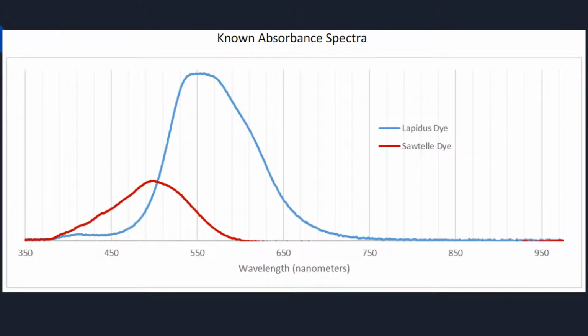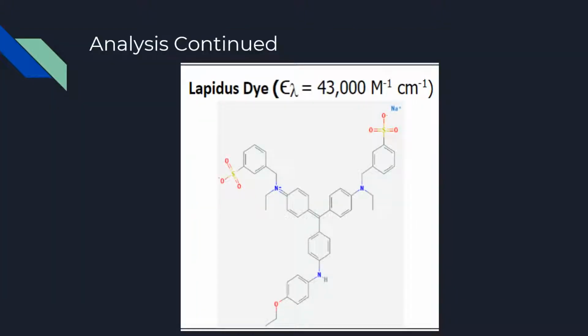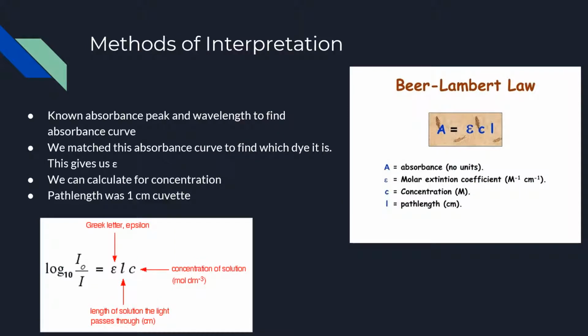Here's our known absorption spectra. This was in our pre-lab, and we had to use this to identify, based on our absorbance curves, which dye we had. In both of our absorbance curves, they peaked around 550 nanometers. That matches pretty well with this Lepidus dye, and that's what we identified as the identity of our solution. The Lepidus dye has an epsilon value of 43,000. This will be important in a second.